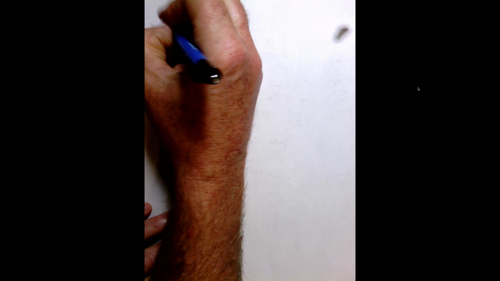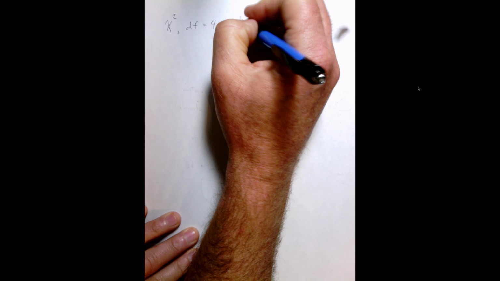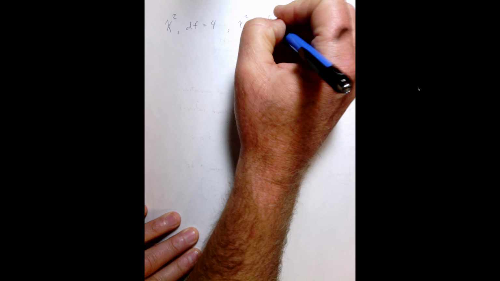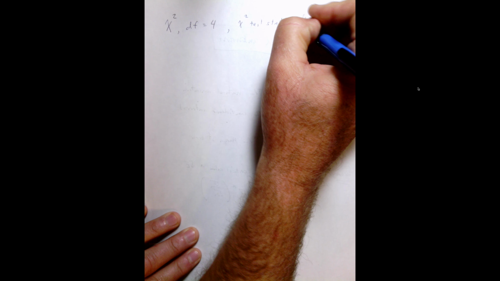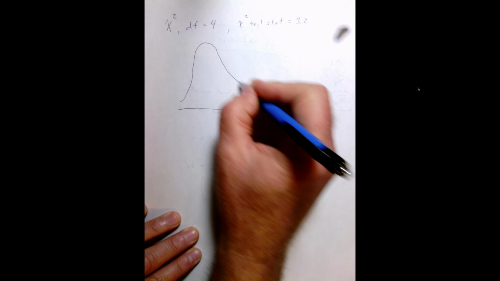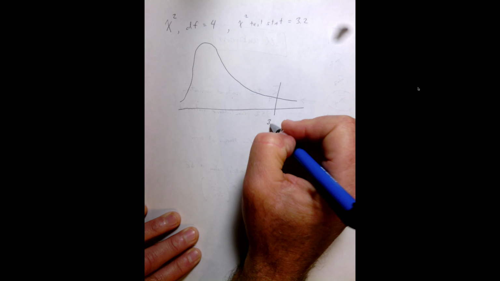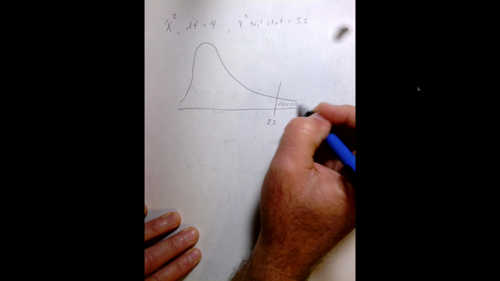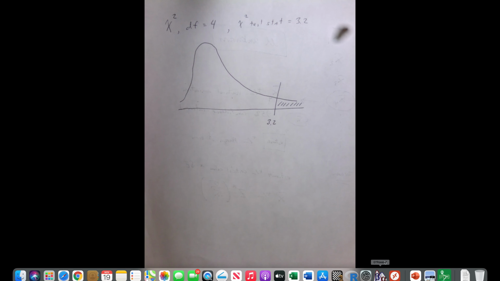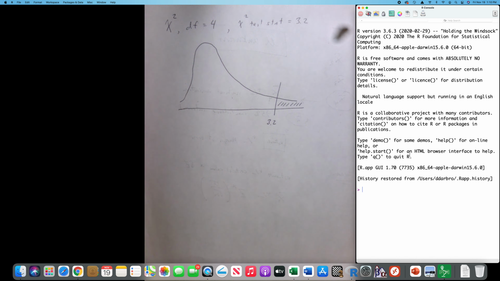So, let's say we have a chi-square distribution, degrees of freedom equal to 4. And let's say that our chi-square test statistic equals 3.2. So in other words, we have this non-symmetric distribution, degrees of freedom equal to 4. We have a test statistic at 3.2, so the p-value will be the area to the right of the 3.2. Very easy to find.